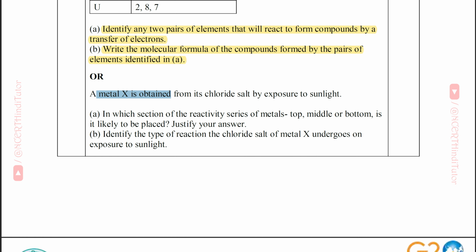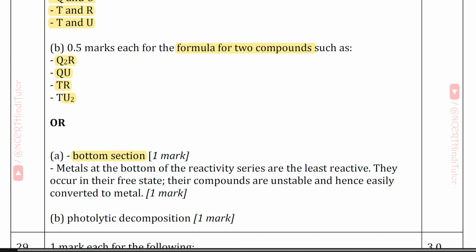A metal X is obtained from its chloride salt by exposure to sunlight. A. In which section of the reactivity series of metals, top, middle or bottom, is it likely to be placed? Justify your answer. Bottom section. Metals at the bottom of the reactivity series are the least reactive. They occur in their free state.